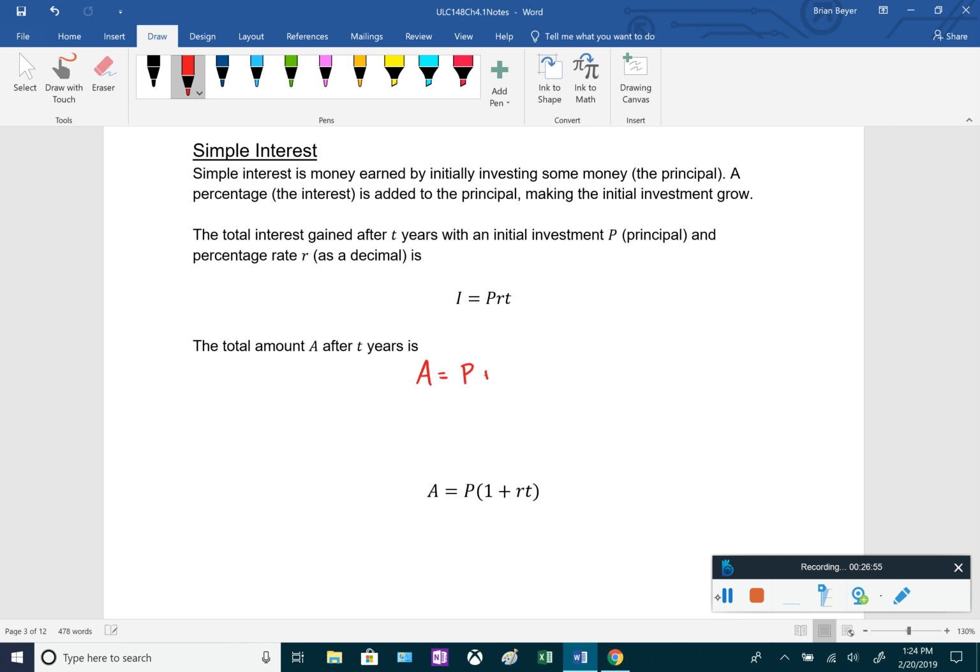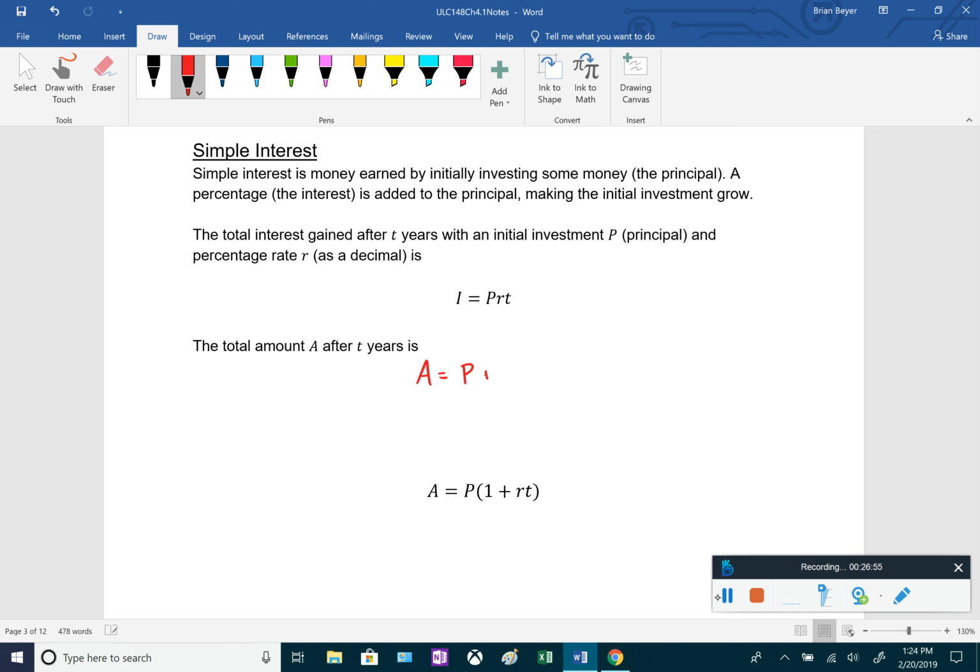So the shortcut formula would be what's actually typed down here. It would be A equals P times 1 plus RT. So if you were at a bank and you invested some money, you gave them a principal, a down payment P, and then after T amount of years, you gain some interest on that, your total amount in your account would be your principal back plus that interest. So it'd be this total A value right here.